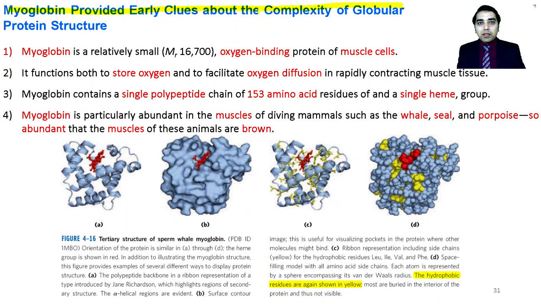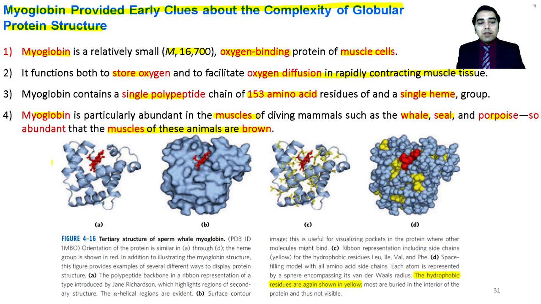Myoglobin provides early clues about the complexity of globular protein structure. Myoglobin is a relatively small 16.7 kilodalton protein that has oxygen binding capacity and is found in muscle cells. Its function is to store oxygen and to diffuse it in rapidly working tissues. Myoglobin consists of only a single polypeptide chain of 153 amino acids and has only one single heme group. Myoglobin is found in the muscles of diving mammals like whales, seals, and porpoises in such abundant quantity that the muscles of these animals are brown.